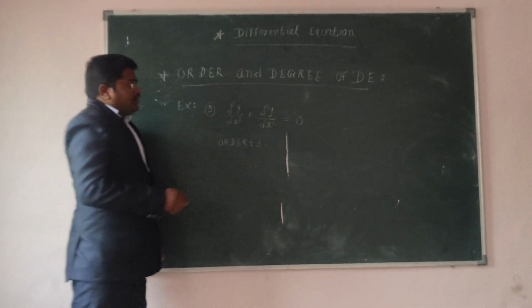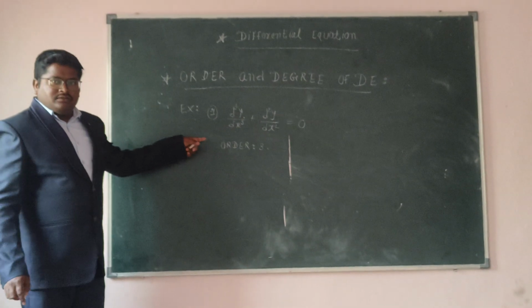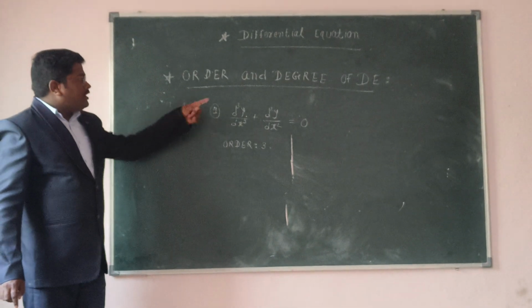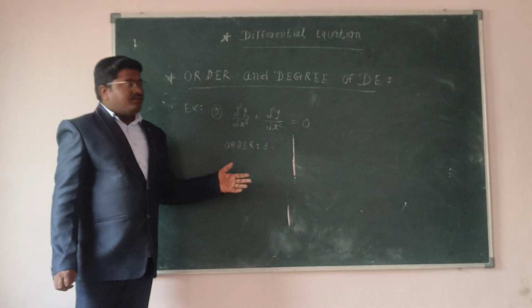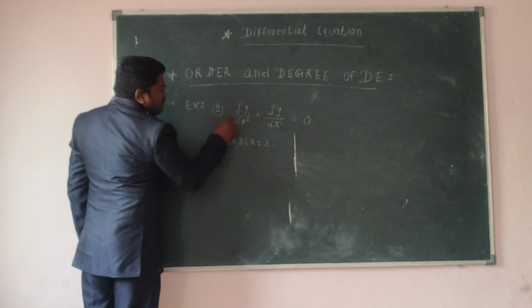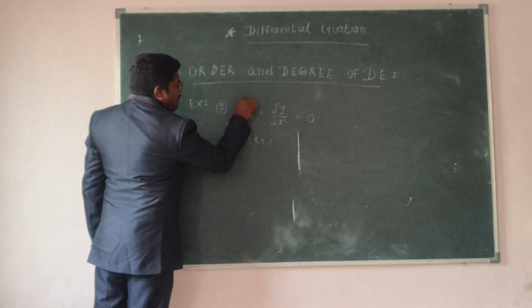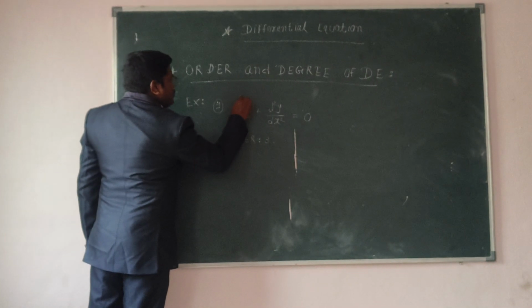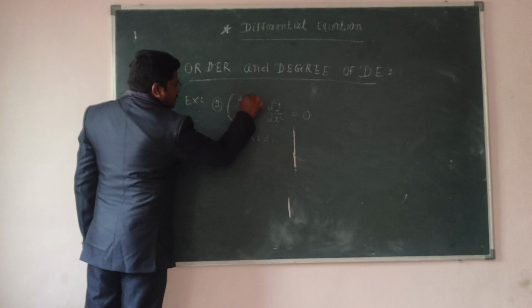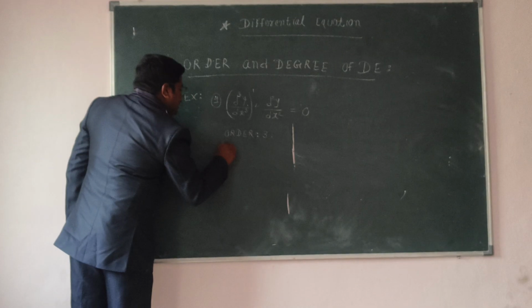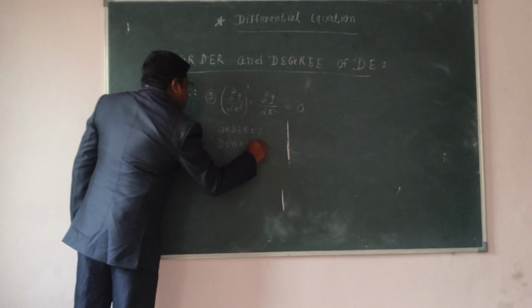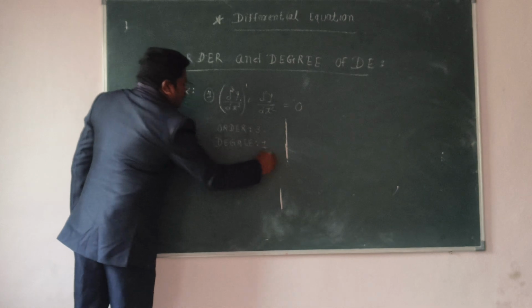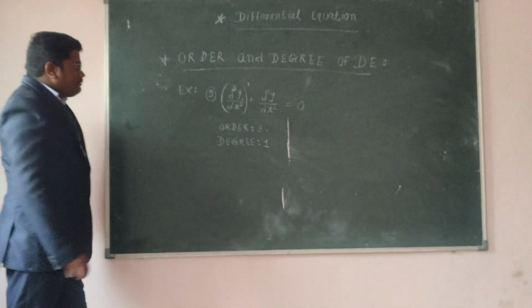And degree. Before we look at the definition of degree, what is meant by degree? The power of the highest order derivative. The power of this highest order derivative in this equation, which is the third derivative, is 1. So the degree is 1. Understand? Now the next example.